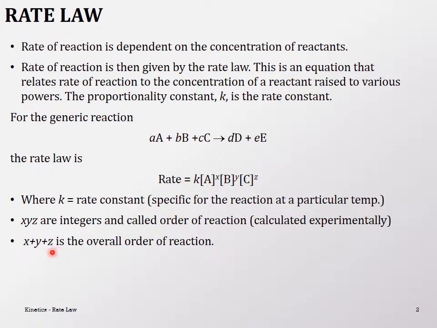This is based on individual concentrations, and if you add all of these orders up, x, y, z, that's going to give you the overall order of reaction. So you can find the order of reaction with respect to A, with respect to B, and with respect to C, and then the overall order of reaction. k, by the way, is also calculated like this. Once you have figured out the order of reaction, and once you know the rate of reaction, then you can calculate k for that particular reaction at that particular temperature.